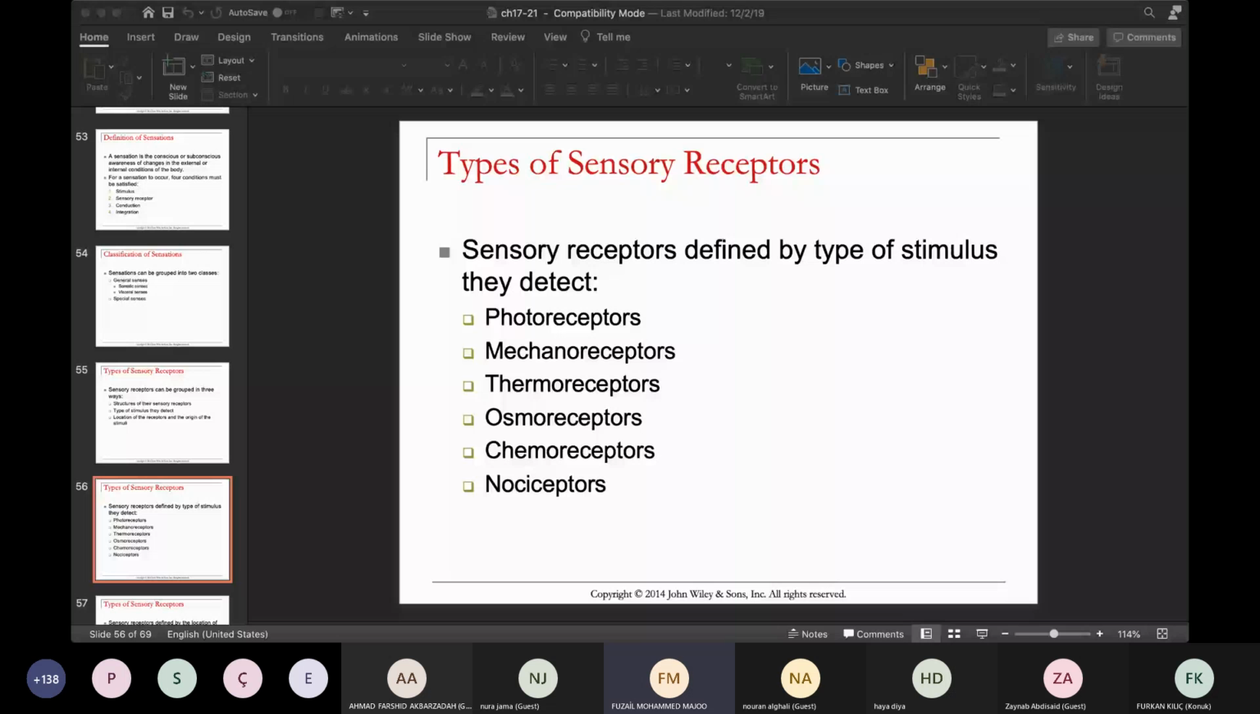What do you think, Rumesa? Thermoreceptors. Rumesa, what do thermoreceptors do? I'm so sorry, I don't know. I don't remember. Come on. Rumesa doesn't know.